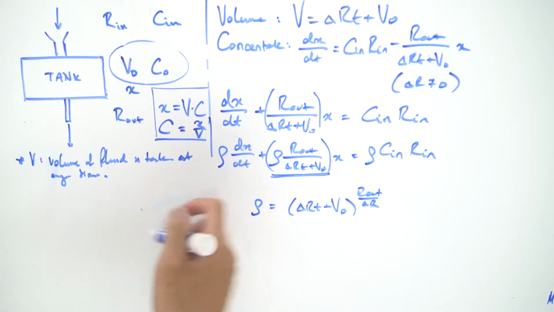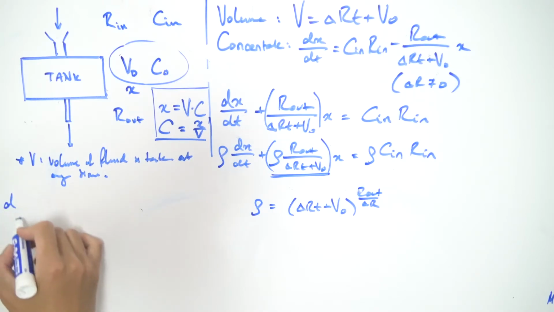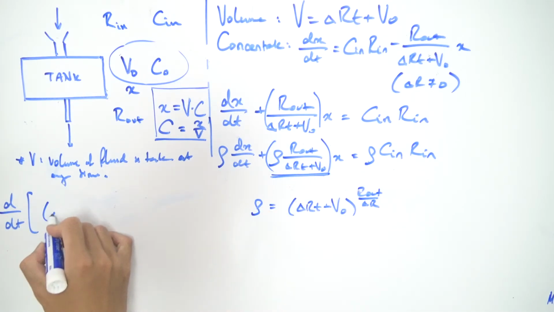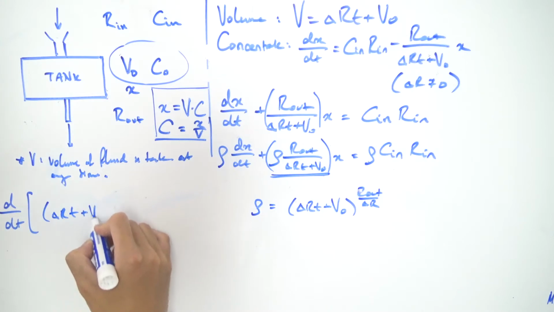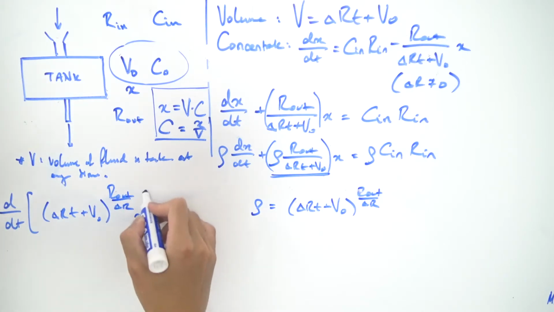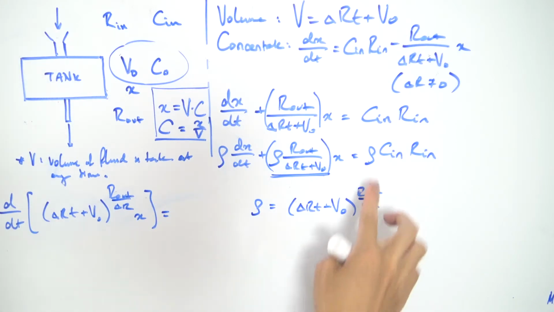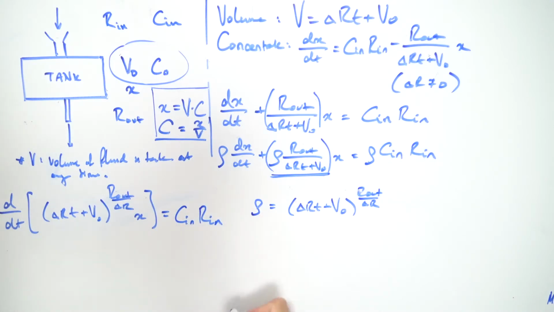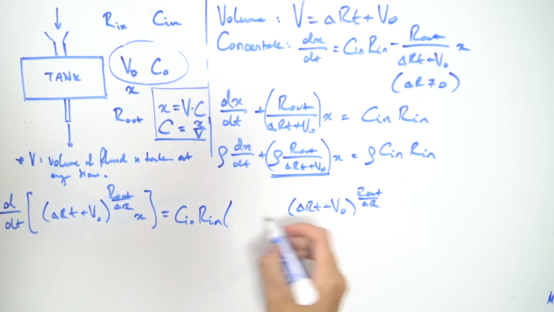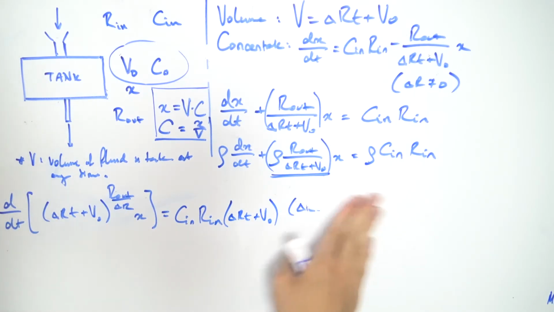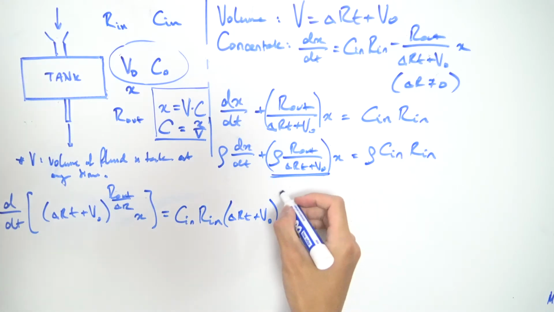So now this thing on the left hand side, that's exactly the derivative with respect to t of rho times x, but rho is this thing, so I'm going to write that down. So delta rt plus v naught to the r out over delta r times x, and this is equal to rho times Cn times Rn. So we're going to have Cn Rn times our rho, which happens to be exactly this stuff over here. So delta Rt plus V naught raised to the R out over delta R.